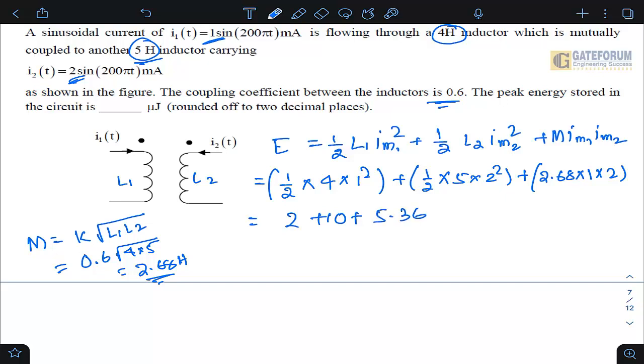Okay. So because the currents are in milli, if you square it, it will be automatically in micro units. So this much of microjoule. If you simplify this, this is coming as 17.36 microjoule. So the answer is 17.36. So it's a simple, straightforward formula-based problem, students. Answer is 17.36 for this.